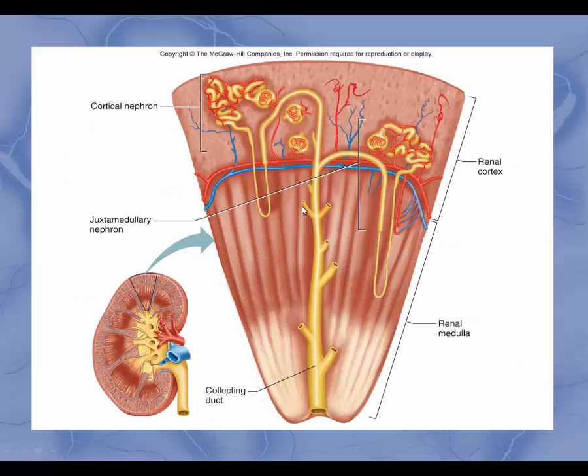So here are those side by side. Here's the Bowman's capsule, mostly in the cortex. That's why it's cortical, and a relatively short loop of Henle here. And then, if this is the border dividing the cortex and medulla here, this one's very close to that border, so it's going to be juxtamedullary and a much longer loop of Henle. So make sure you keep those two terms straight.